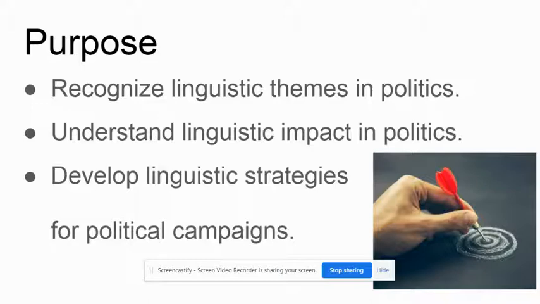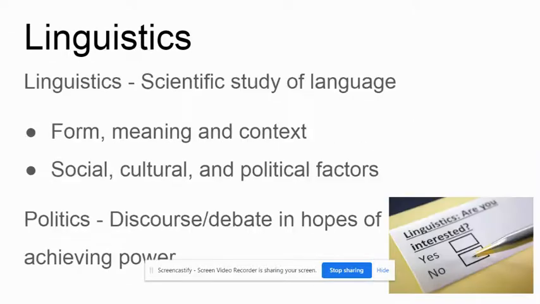Now, I'm not suggesting that any of us are going to run a political campaign, but start to think about what you might want your strategy to be, your linguistic strategy to be, while running a political campaign.